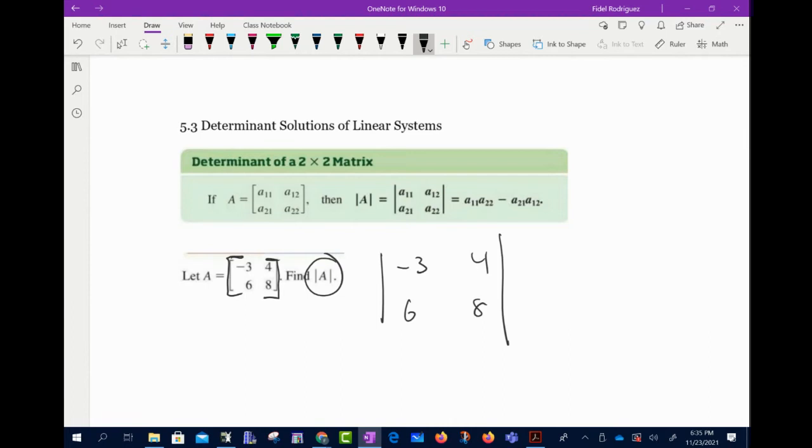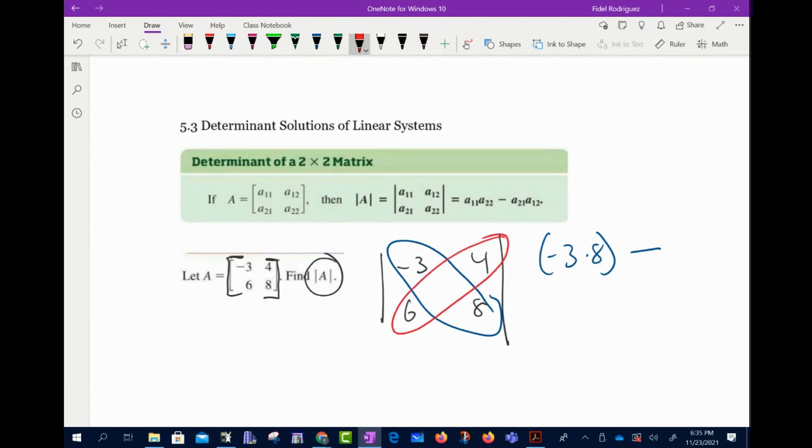So let's take a look. This is how we find the determinant. What we do is we multiply these numbers together. So we're going to take -3 times 8, and then we're going to subtract multiplying these numbers together, 6 times 4, 24. Okay. So look, right here, -3 times 8, -24, minus another 24, -48. This is how I find the determinant of a 2 by 2 system.